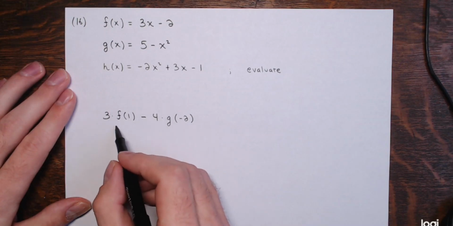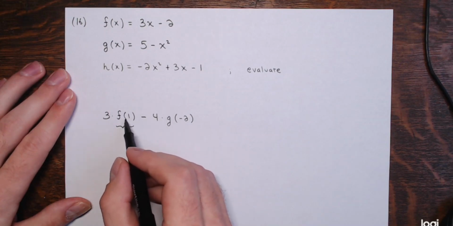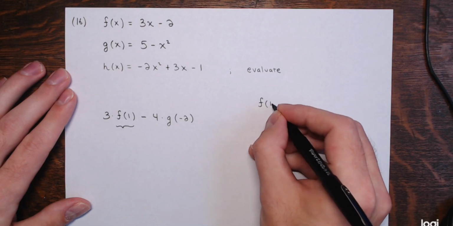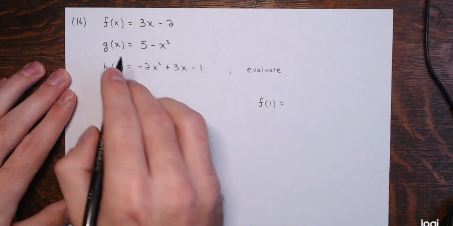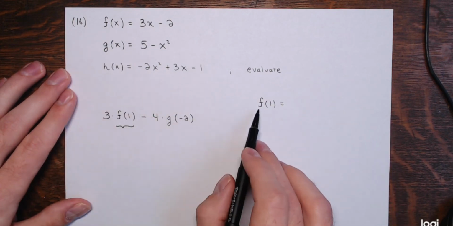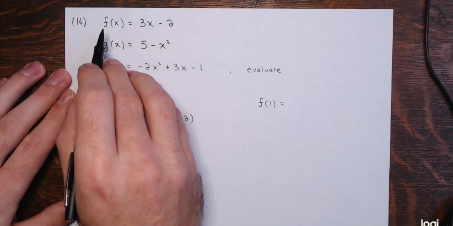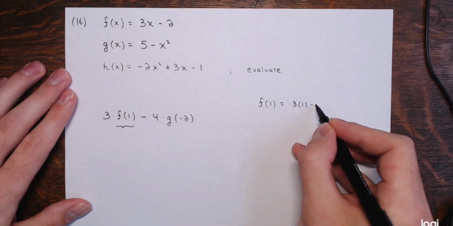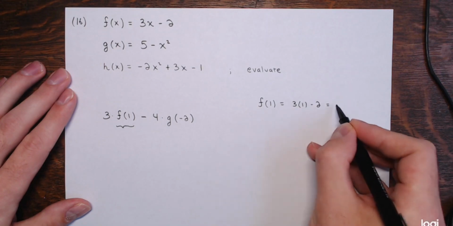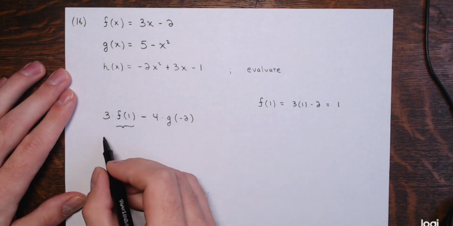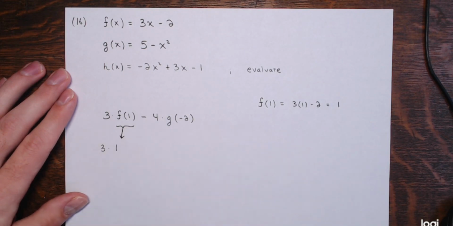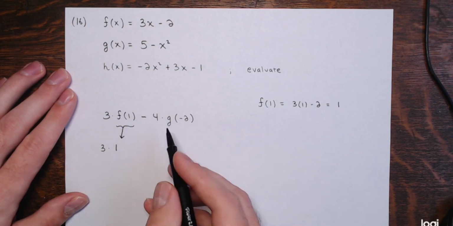So f of 1, remember, that's the output of f when the input is 1. So let's find that off to the side here. F of 1. Now pay attention though, right? Don't go to all 3 of them, right? This is just function f. F of 1 is 3 times 1 minus 2. Right? Replace x with 1. That's 3 minus 2. That's just 1. So this is 3 times, and then f of 1 is just 1. So that first term there is just 3 times 1.